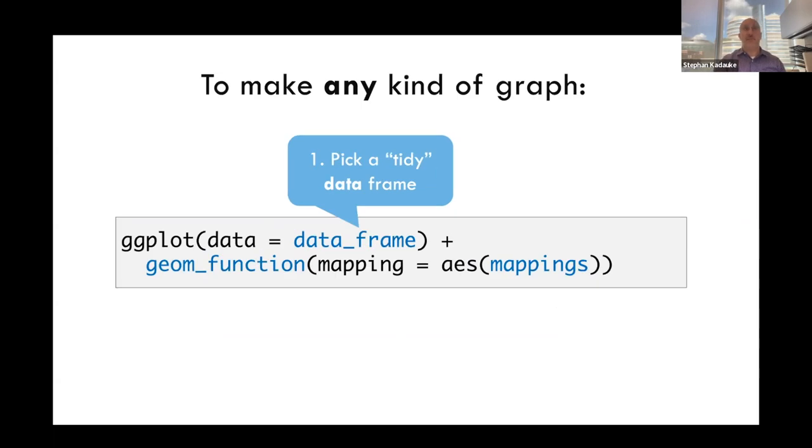So that was a lot of information. Let's try to consolidate this into a more general template that you can use to make your graphs. So here is a template for making any kind of graph with ggplot2. You start with the code that's written in black here. So black is the constant part. And you fill in the details that are written in blue. The first detail is a tidy data frame.